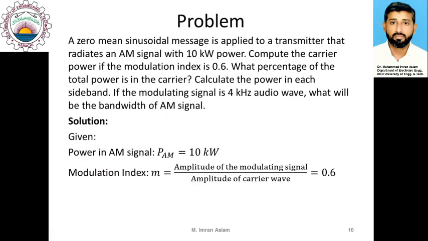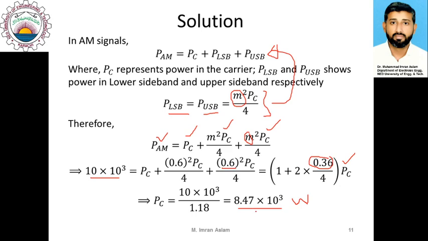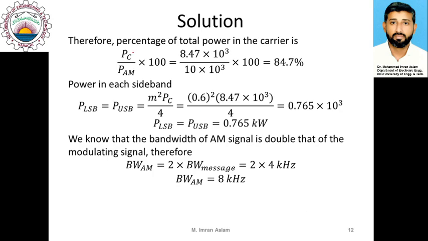Actually in the question we were asked to calculate the percentage of power in the carrier. So we transform this 8.47 into 10 raised to power 3 into percentage. In order to transform it to percentage, we divide it by the total power, which is the power in the AM signal, and multiply it by 100. So we get that there is 84.7% power in the carrier.